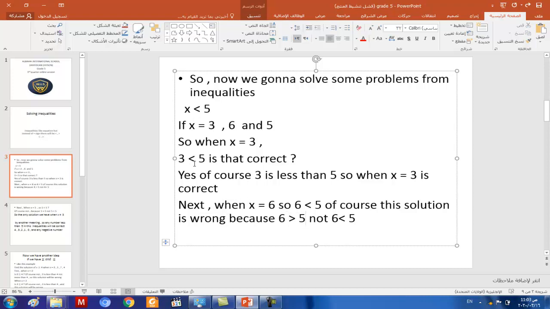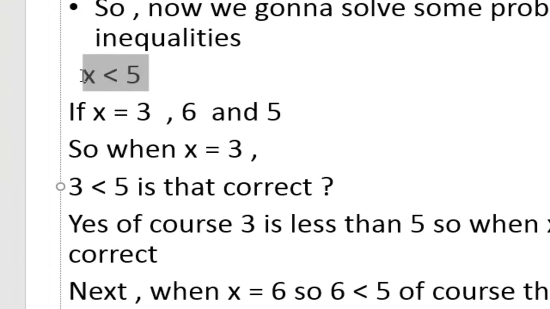So again, is 3 less than 5? Yes, this solution is correct because 3 is less than 5. But the next one, when x equals 6, is that correct? No, of course not, because 6 is more than 5. The inequality here needs a number less than 5. So when you answer 6, it is wrong because 6 is more than 5, not less than 5.